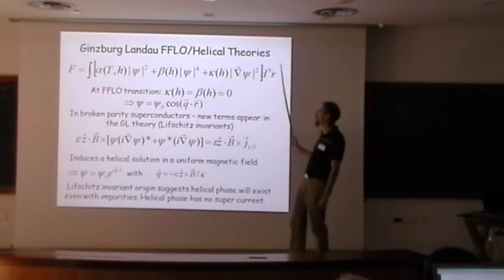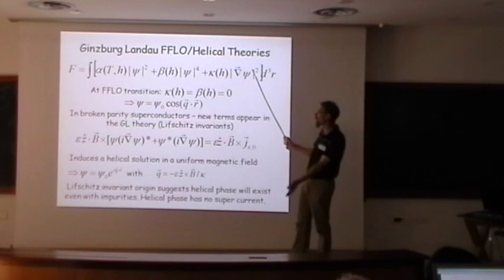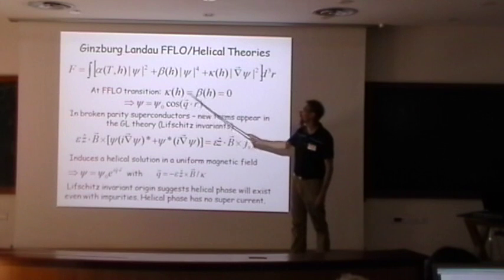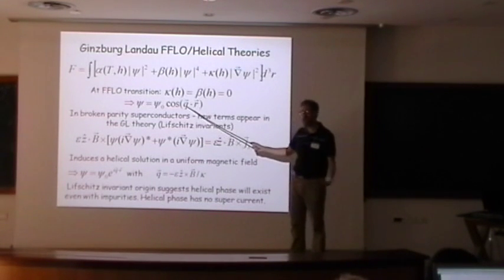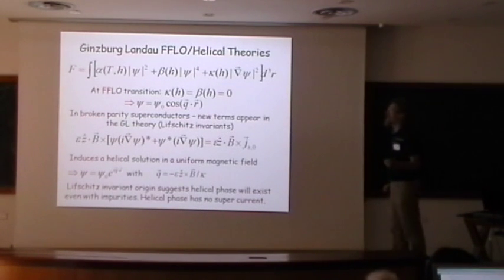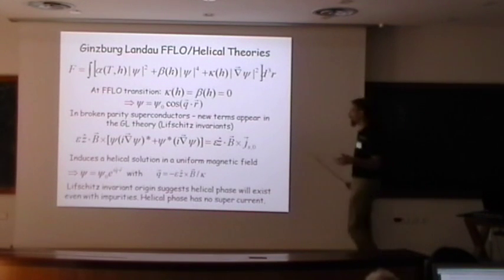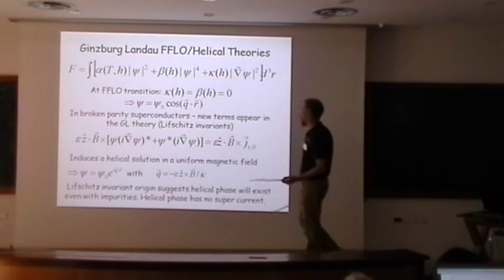And then you have to add higher order terms to make sure your free energy isn't unbounded below, but you can do that. And you find that because both these coefficients change sign, the natural solution is one where you have two plane waves, e to the iQr plus e to the minus iQr. And so this is the origin of the large Q type phases.